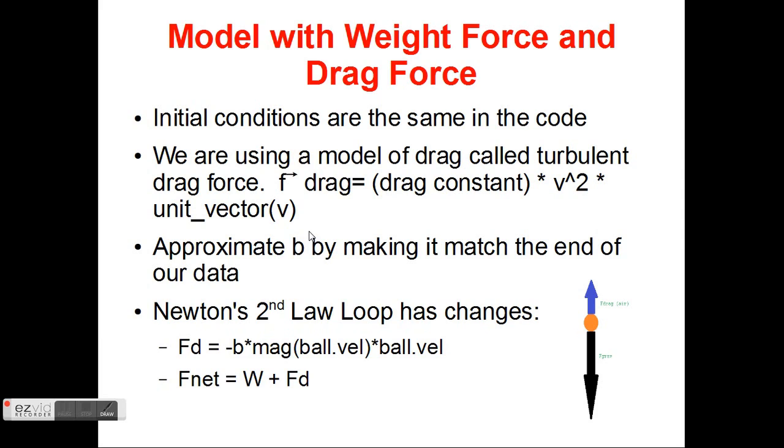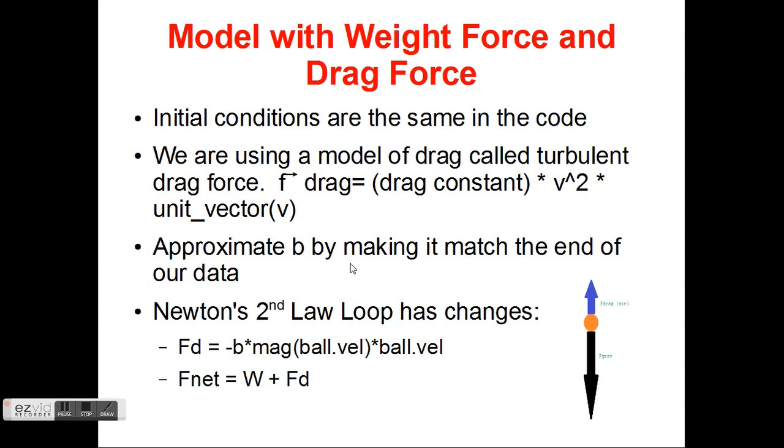Initial conditions are the same in the code, but this time we've added Fd equals negative b times magnitude of the ball's velocity times the ball's velocity, and Fnet equals W plus Fd. In this case, Fd represents drag force. B is a constant dependent upon the substance creating the drag force, in our case, air. To derive this constant, I adjusted the number until it matched the end of my data in the experiment. As such, we can then observe the middle of the data plot to see any discrepancies.